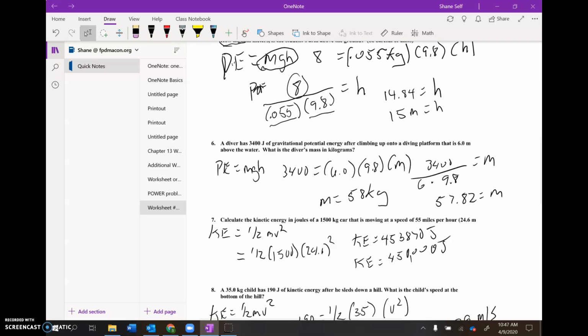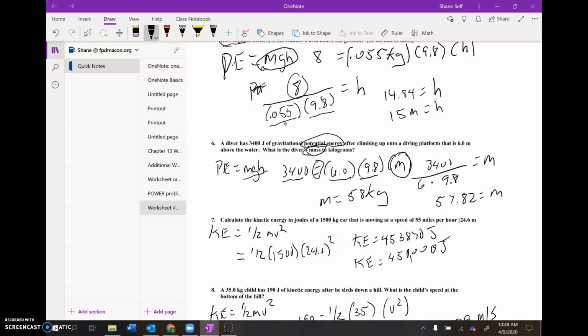Number 6. A diver has 3,400 joules of gravitational potential energy after climbing up onto a diving platform that is 6 meters above the water. What is the diver's mass? This is the same type of problem as number 5, but instead of finding height, we are finding mass. It is still a potential energy problem. So potential energy is equal to mass times height times acceleration due to gravity. Our potential energy is 3,400. So potential energy equals mass, which we don't know, times height, 6.0, times acceleration due to gravity, 9.8.